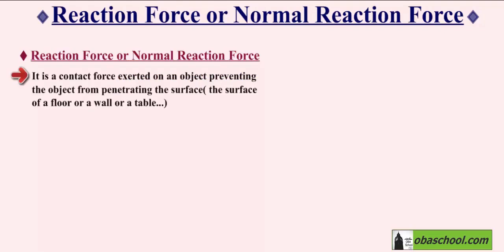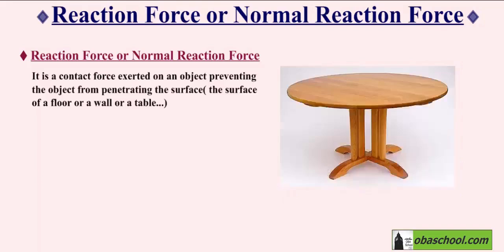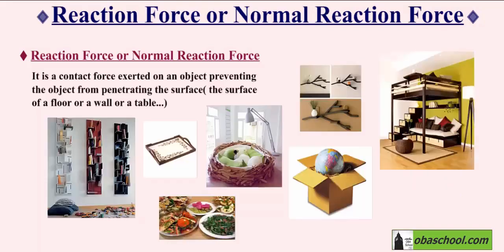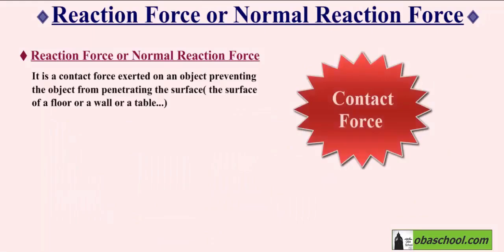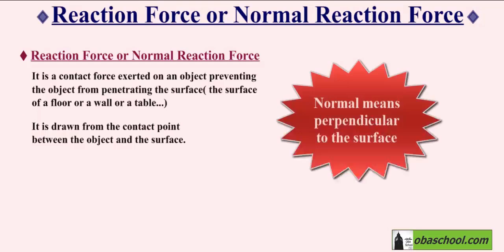This force is a contact force exerted on an object, preventing the object from penetrating the surface. This surface could be the floor, the wall, a table, a chair, or any surface that can carry any object. It is called contact force because it doesn't affect any object unless it's put on a surface. It is drawn from the contact point between the object and the surface. We call it normal because it is perpendicular to the surface that it is moving on.